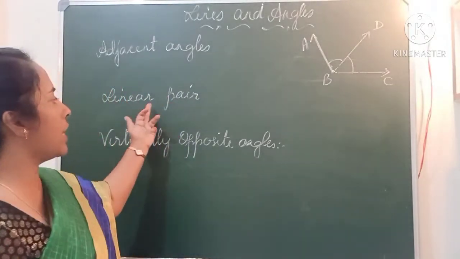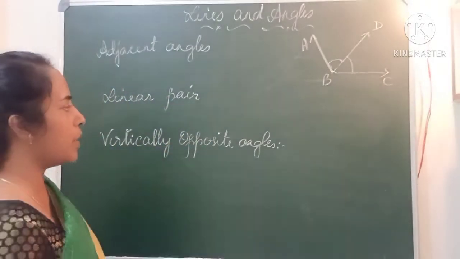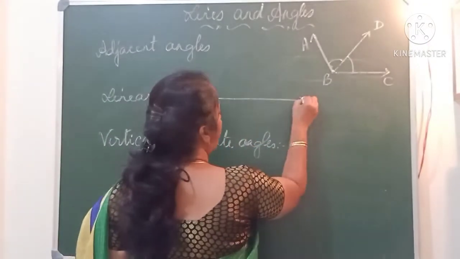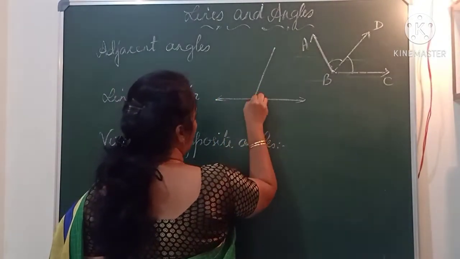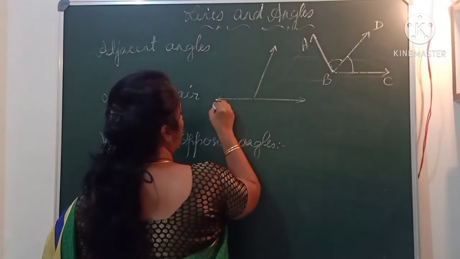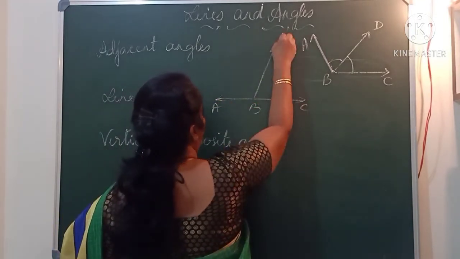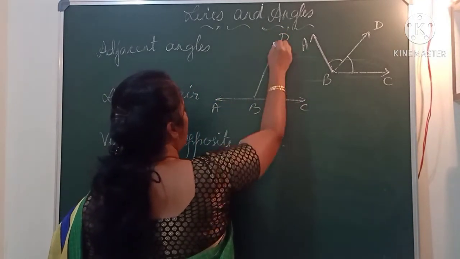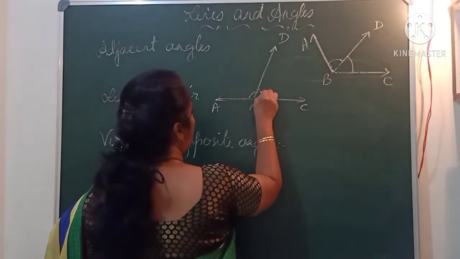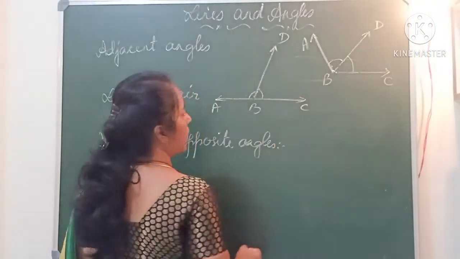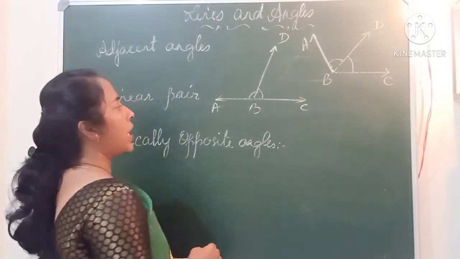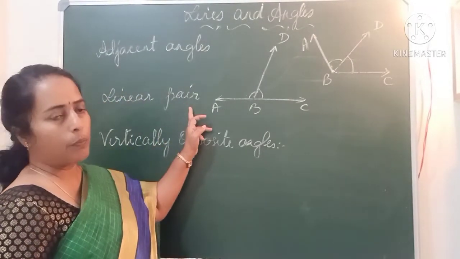Now let's move to the next concept, that is linear pair. If two angles are standing on the same straight line, so that means here A, B, C, D. Here angle ABD and angle DBC, both the angles are on the same straight line. In that case, both the angles are said to be a linear pair.